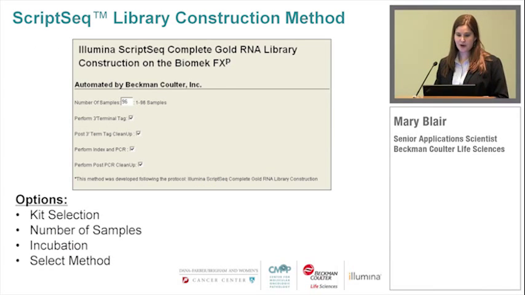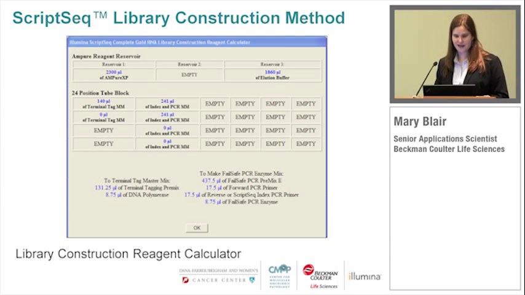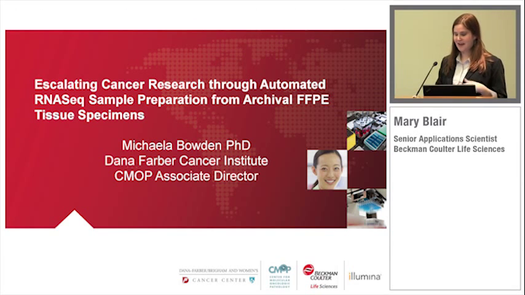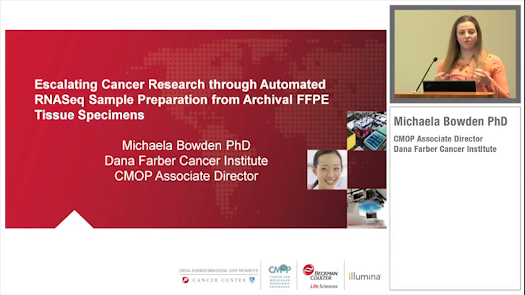Then the last method is the library construction method. You can have different areas that you can check and uncheck based on which steps you want to run. So if you have a short day and you only want to get to part of the process, you can do that. And again, the reagent calculator shows exactly where everything is and how much you need to make of everything. And then from here, we're going to look at the results that Michaela has managed to get using these methods.